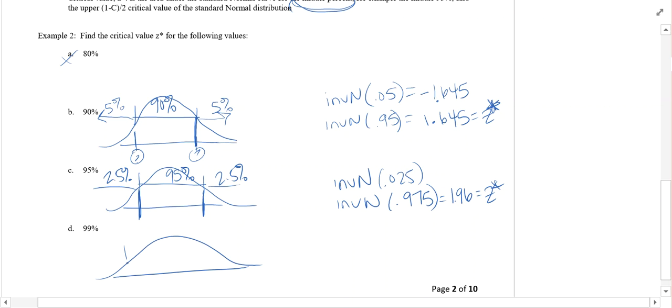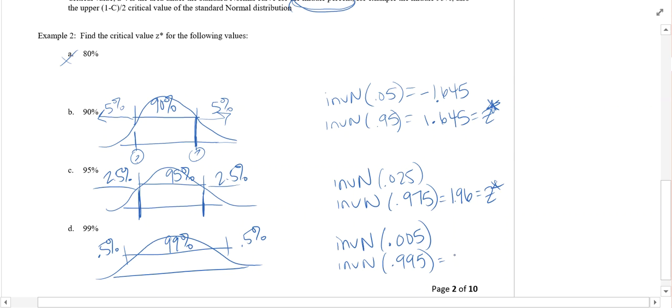The last one is 99%, so almost everything. There's 1% left over, so this is only 0.5% and 0.5%. So careful with the decimal places. This is either inverse norm of 0.005 or inverse norm of 0.995. Go ahead and calculate that. And so you should get 2.576. And again, Z star only equals the positive.